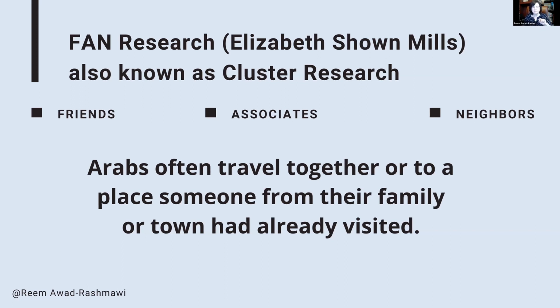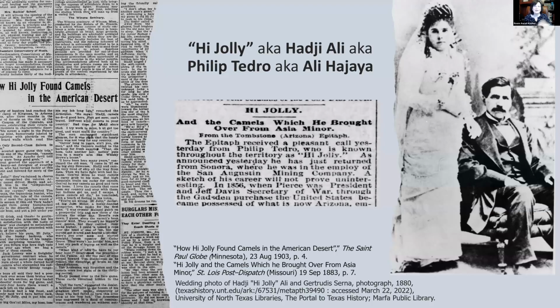So that kind of research is for FAN research: friends, associates, and neighbors. It's something that we can use a lot with Arab American research. This is an example of a different named person. There is this man who's referred to a lot in US history as Hi Jolly. He's actually gone by several different names. One is Hajj Ali, one is Ali Hajaya, one was Philip Tudrow.